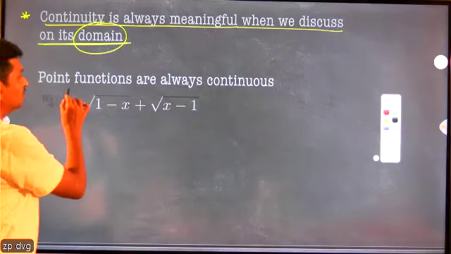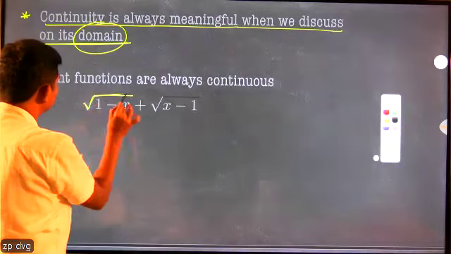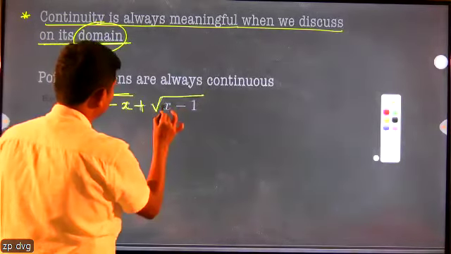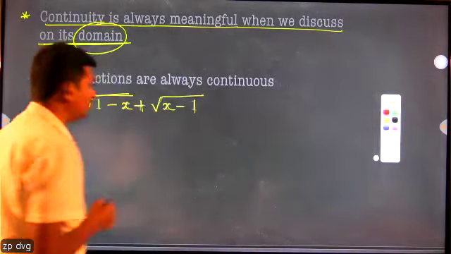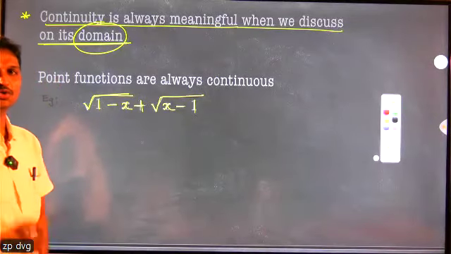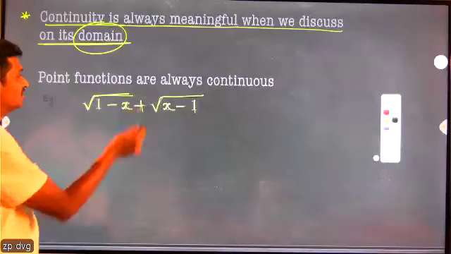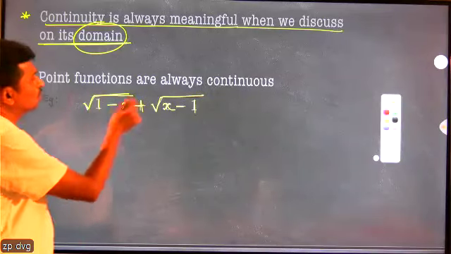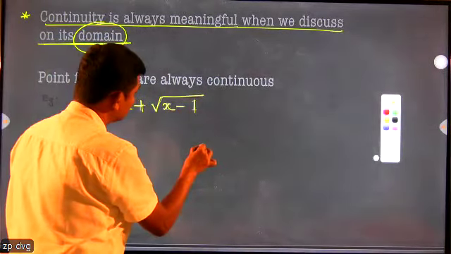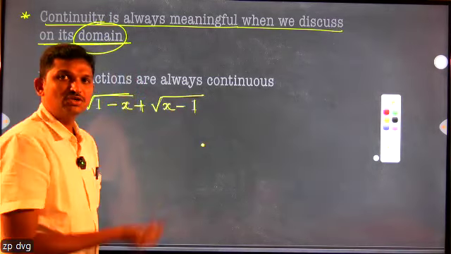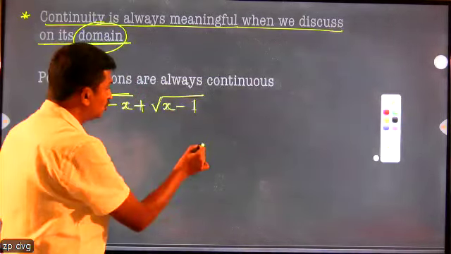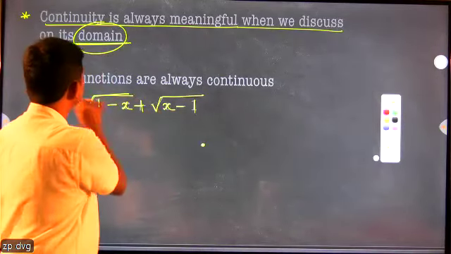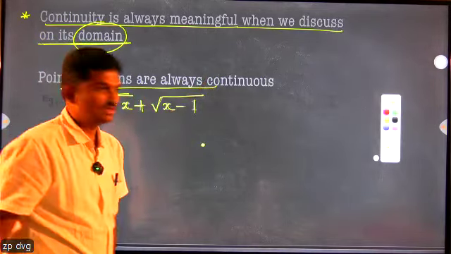And point functions are always continuous. Suppose this function is there, root over 1 minus x plus root over x minus 1. This is a point function. Point function means a function whose domain contains only one point, right? For this, the domain is only x equal to 1, the only point. Point functions are always continuous. Suppose one point is there like this; continuous or not continuous, what does it mean? This domain contains only one point, one small dot. So point functions are always continuous. Okay.